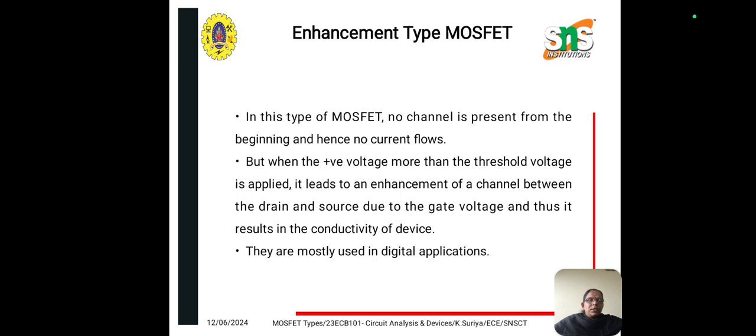In the enhancement type MOSFET, no channel is present from the beginning and hence no current will flow. But when a positive voltage more than the threshold voltage is applied, it leads to an enhancement of a channel between the drain and source due to the gate voltage, and thus it results in the conductivity of the device. They are mostly used in digital applications.